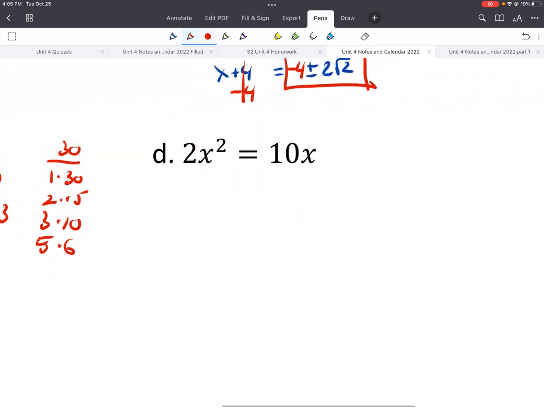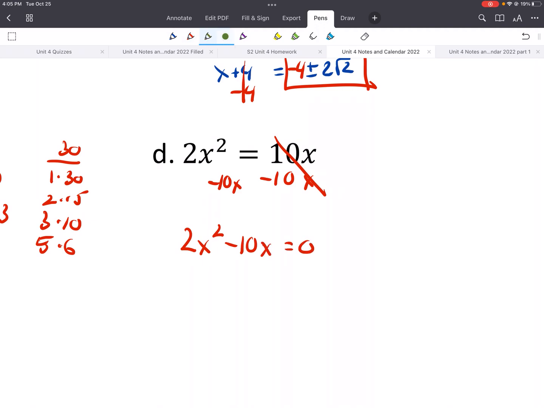Alright, next one. Again, everything on one side. I had some people struggle with this. Just remember when you subtract from both sides, you have to combine like terms. So we can't actually combine the 2x squared and the negative 10x. We just have to write them on that side. Okay, and then greatest common factor, it looks like 2x.